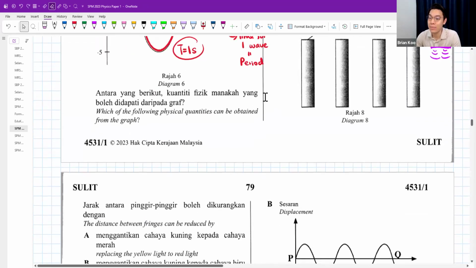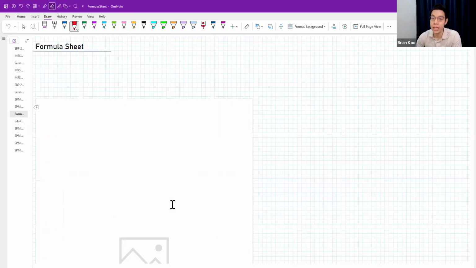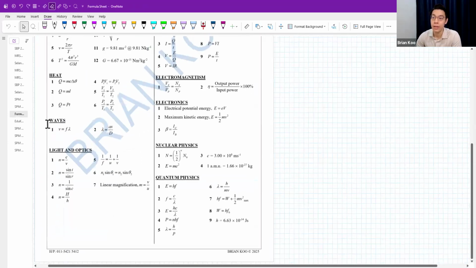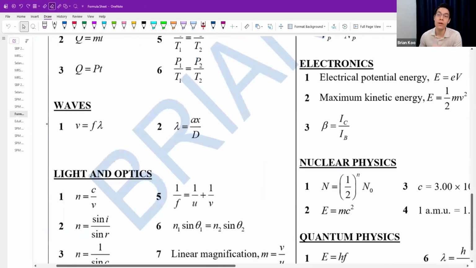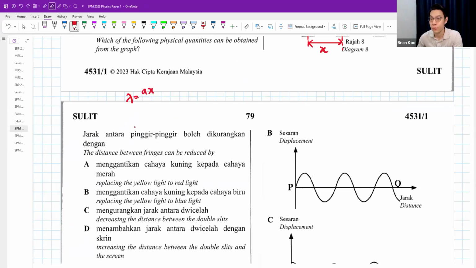How to reduce the distance between the fringes? This distance has a symbol called x. If you go to your formula sheet, wave in SPM usually has only two formulas: v = fλ, and this one. This one is the one you use for interference: λ = ax/D. When you want to reduce the distance between fringes, you reduce the x value.